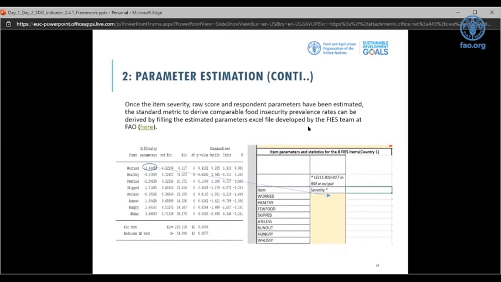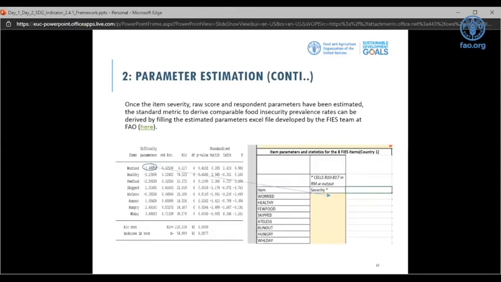So once we have this information, we input all this information into the Excel sheet that has been prepared by the FAO FIES team, in appropriate places. So these appropriate places are well labeled, and guidelines around these have already been developed. So once you have estimates from the model, you input all the relevant information in the relevant columns in the Excel sheet prepared by the FAO FIES team. An example is given here.